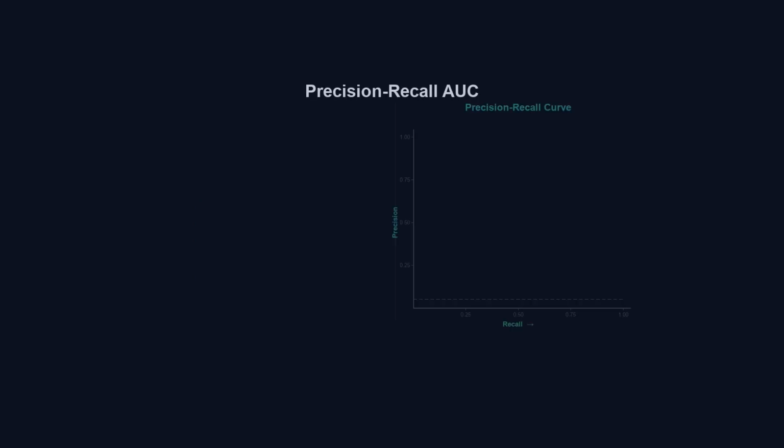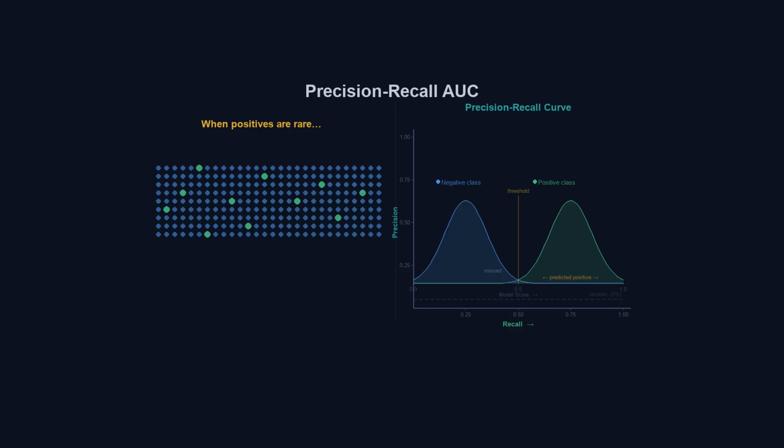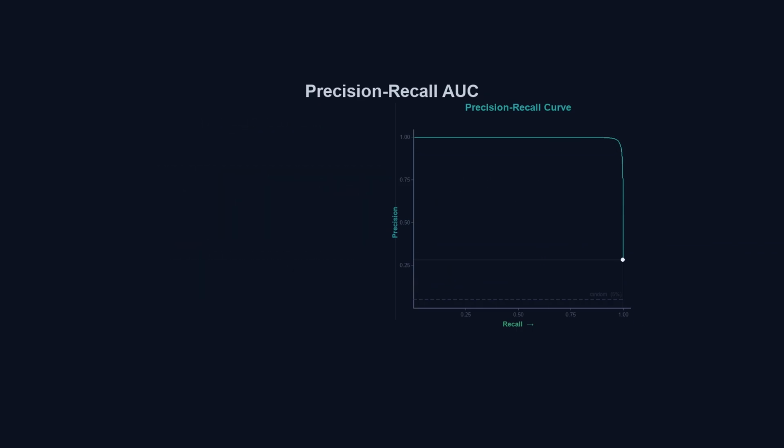Precision-Recall AUC focuses on a different trade-off. The PR curve plots precision on the y-axis and recall on the x-axis. Precision asks, of everything the model predicted as positive, how many were actually positive? Recall asks, of all the real positives, how many did we catch? This becomes especially important when positives are rare, because in that setting, you would care whether the alerts, flags, or positive predictions are trustworthy enough to act on. That is what precision gets closer to.